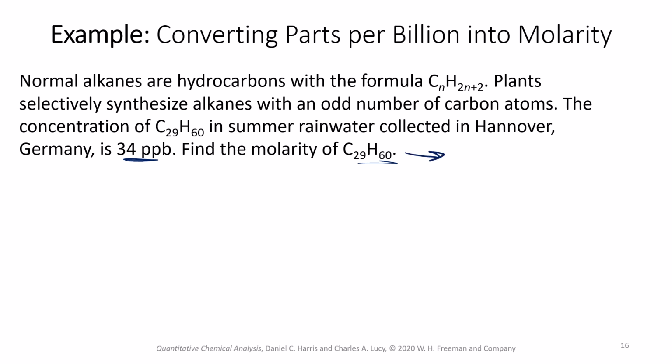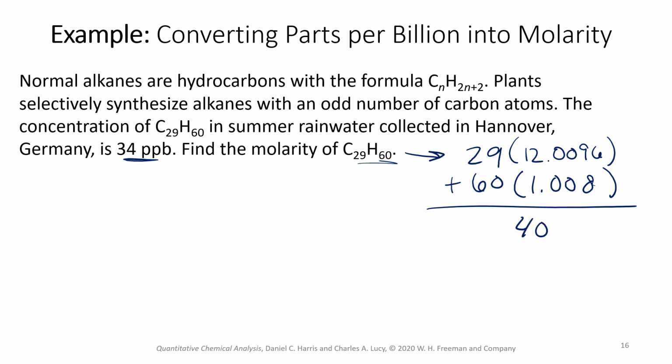So just remember each of those carbons, there's 29 of them. If I look at the periodic table of elements, 12.0096, plus 60 hydrogens, 1.00, I think it's 008, is 408.799. So you have the molecular weight.